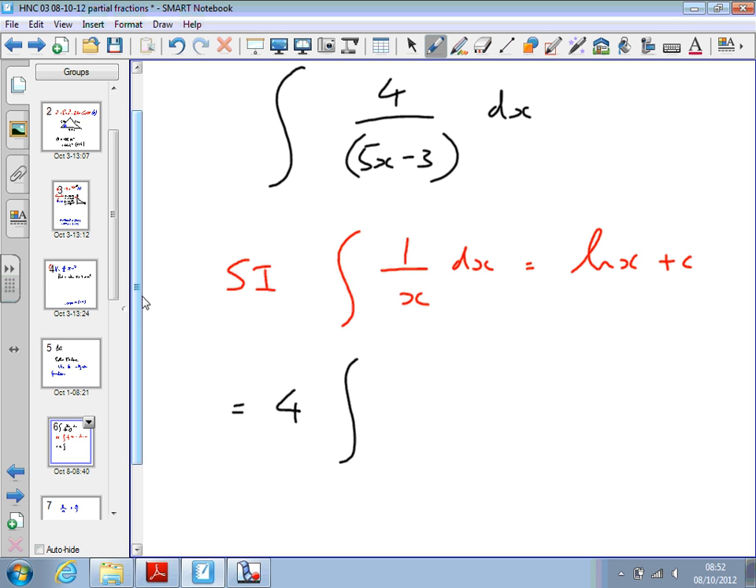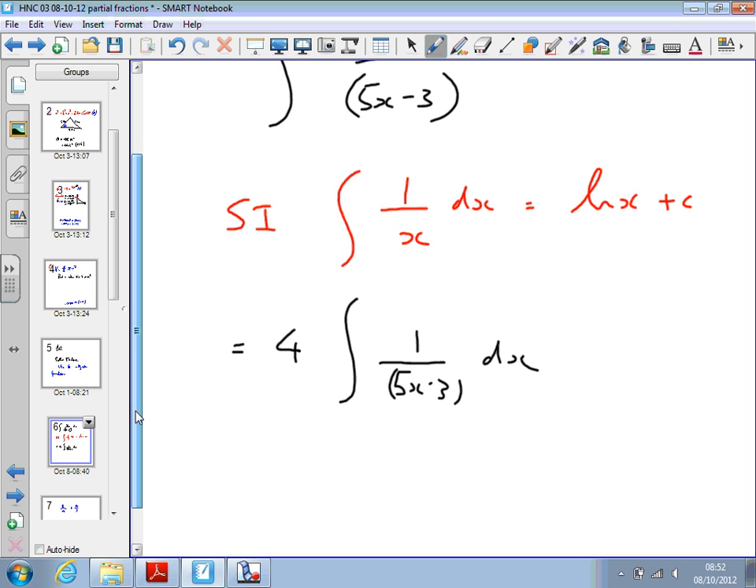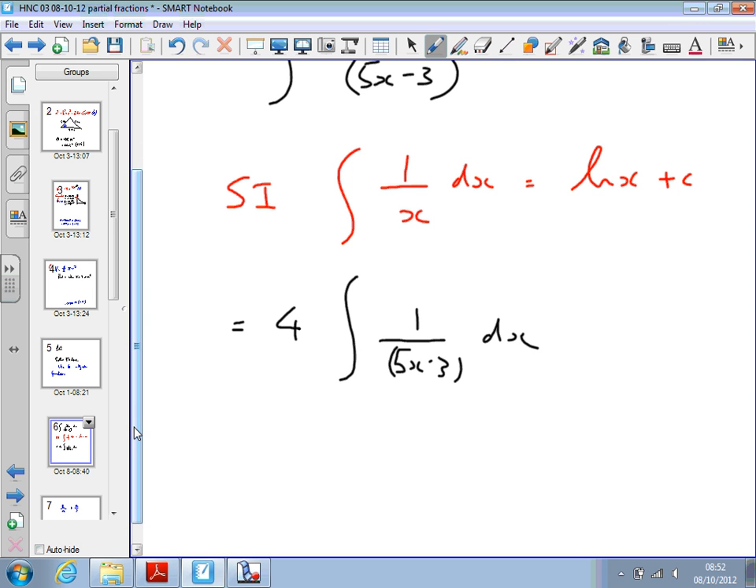What about the fact that it's underneath in the denominator? What's going to go on top? Right, so 1. Because 1 times 4 gives us back our 4, and now it looks even more like that standard integral. It's 1 over something.